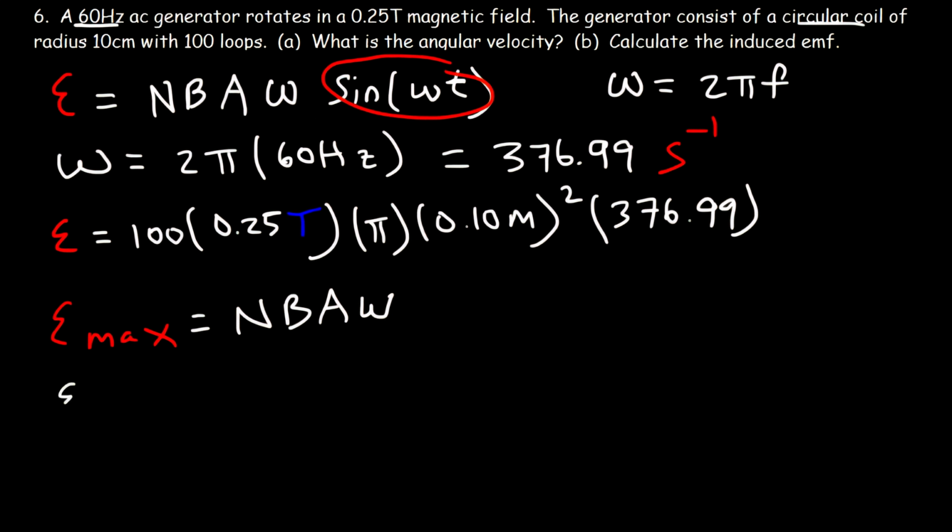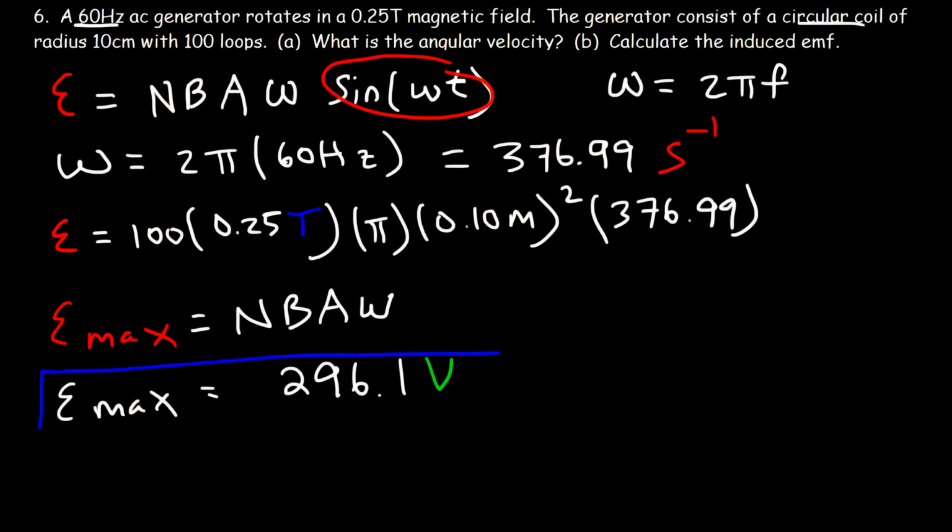So let's go ahead and calculate the maximum EMF. This is going to be the peak output. It's going to be 100 times 0.25 times pi times 0.1 squared times 376.99. So the maximum output is 296.1 volts. That's going to be the maximum EMF generated by this particular generator.